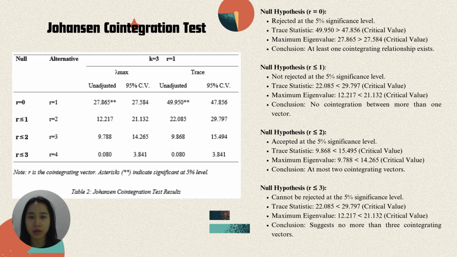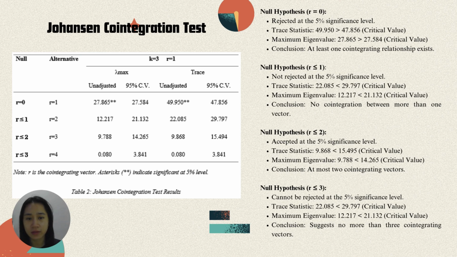For the null hypothesis r equal to 0, the test results show that we reject the null hypothesis at the 5% significance level, as both the trace statistic of 49.950 is greater than the critical value of 47.856 and the maximum eigenvalue of 27.865 is greater than the critical value of 27.584.